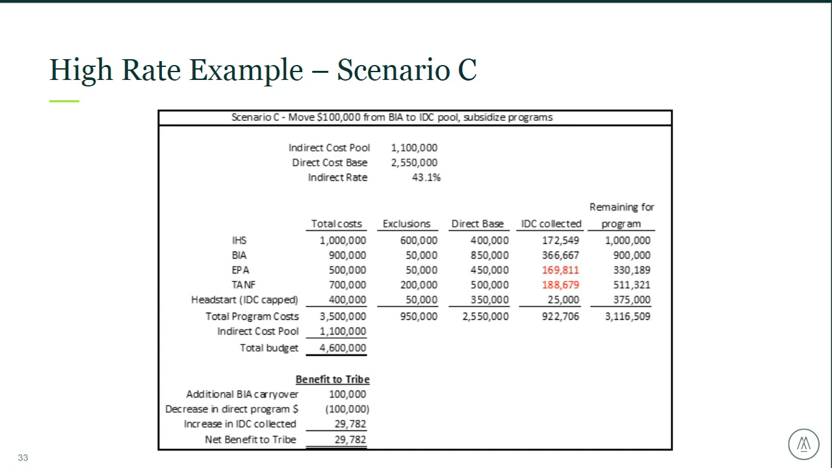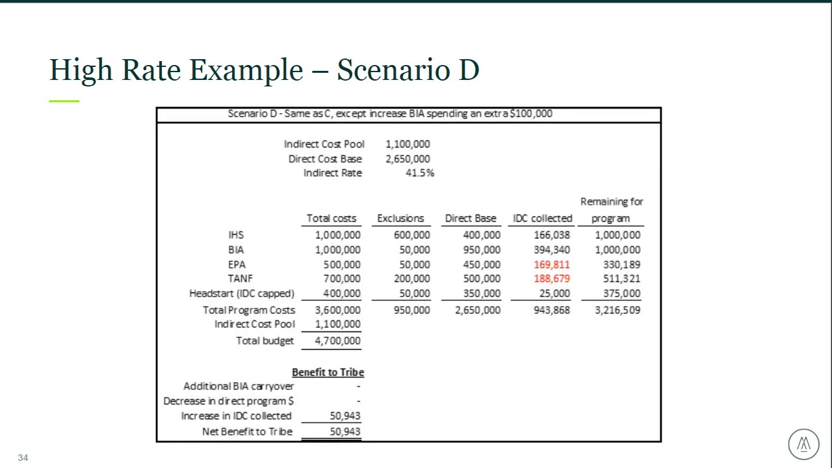Now, if I go to the next scenario, similar to C, however, now I'm increasing the BIA spending by another 100,000. So I'm back to having $1 million for BIA total cost instead of the 900,000, and we're still subsidizing the EPA and TANF program. My indirect cost pool is still 1.1 million like it was in scenarios B and C, but this increases my direct cost base by 100,000 because now I'm spending another 100,000 on BIA. So that decreases that indirect cost rate because the denominator increased. So it went from 43.1% to 41.5%.